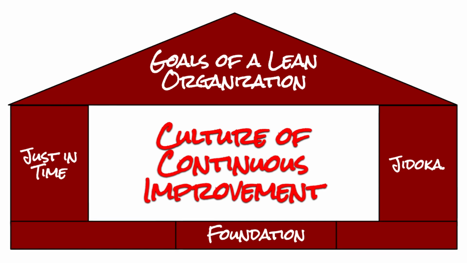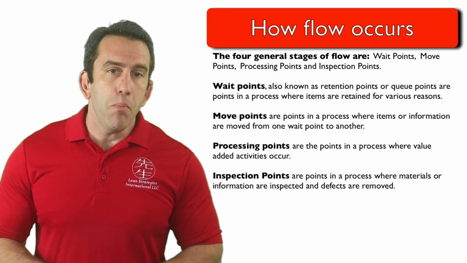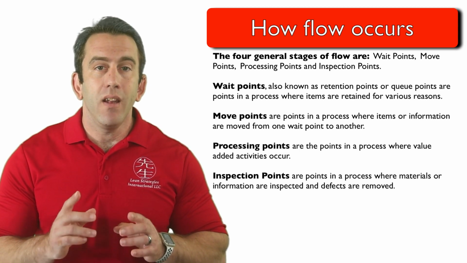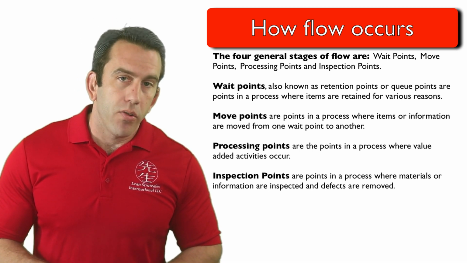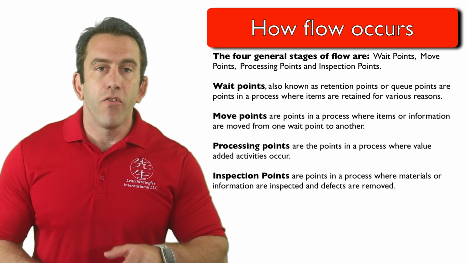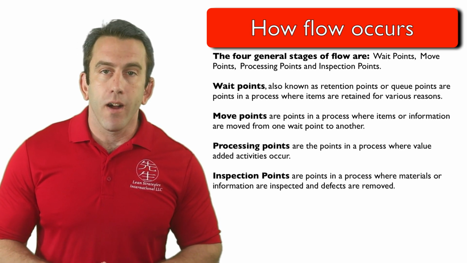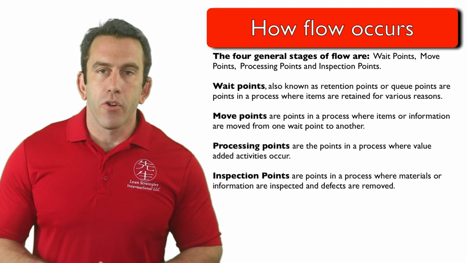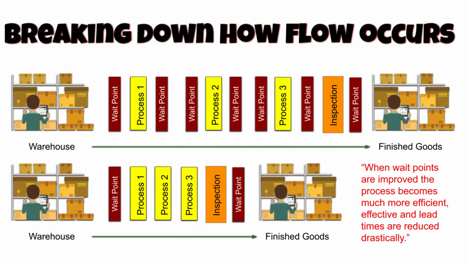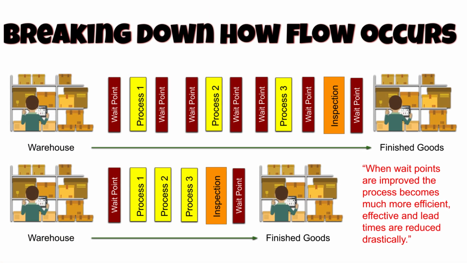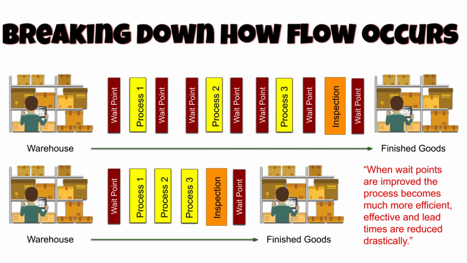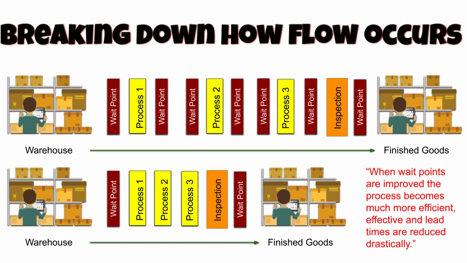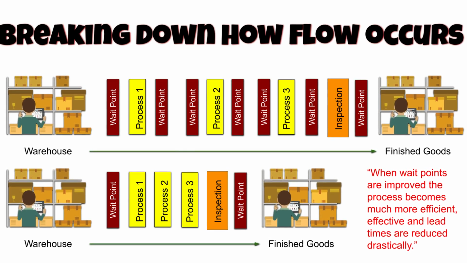As you've learned, eliminating wait points can oftentimes make the largest impact on improving wait times. When this occurs, a process can often move from frequent stop-and-go production to a much more efficient process-and-go production environment. As you can see by this very basic process level example, when wait points are improved, the process becomes much more efficient, effective, and lead times are reduced drastically.